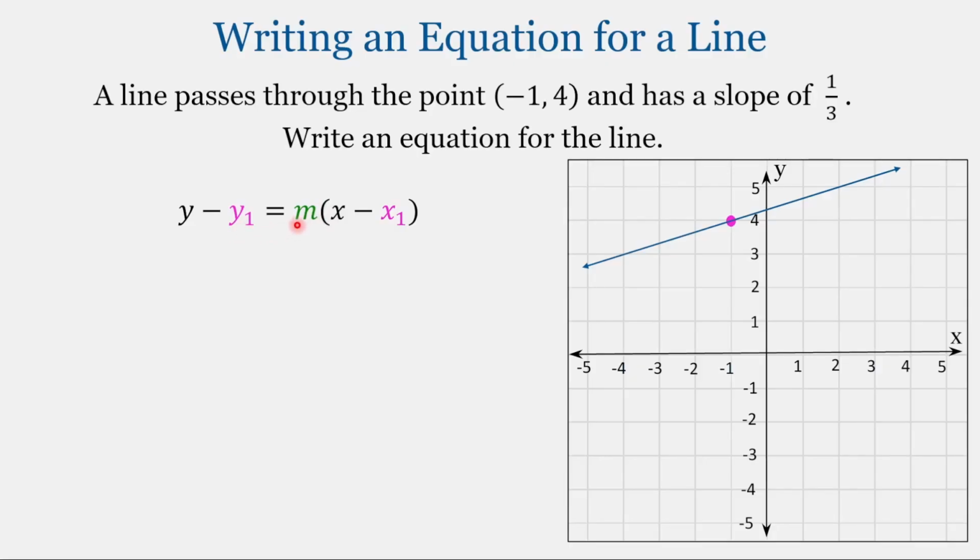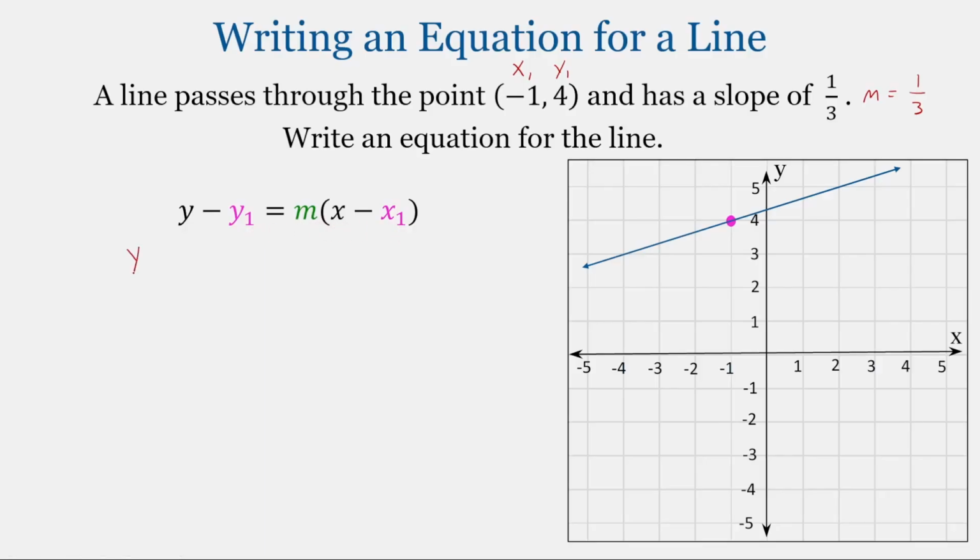Method 1 will be using this point-slope formula. So with the point-slope formula, we need 1 point, and we have that 1 point. In this case, x1 is -1, and y1 is 4. And we also need to know the slope of the line. And our slope, m, is equal to 1/3. So let's plug these numbers into the point-slope equation.